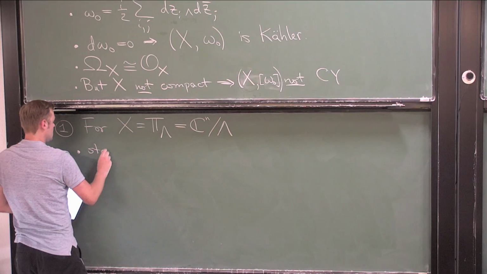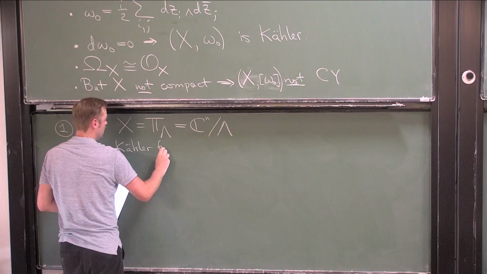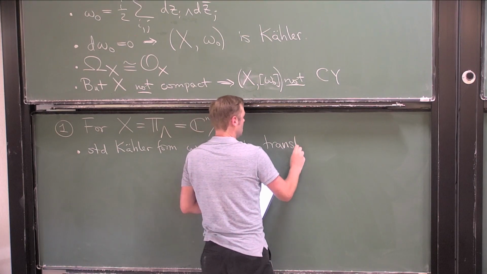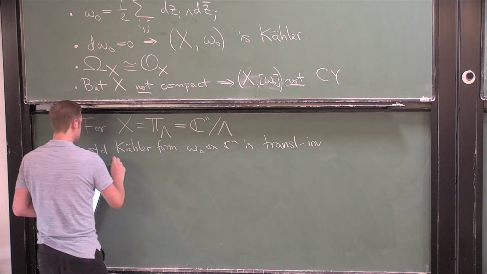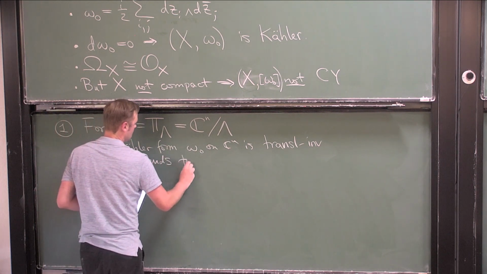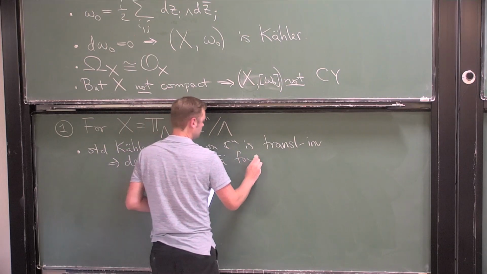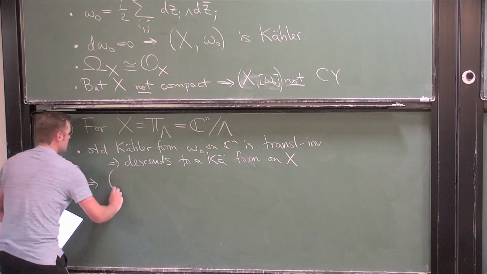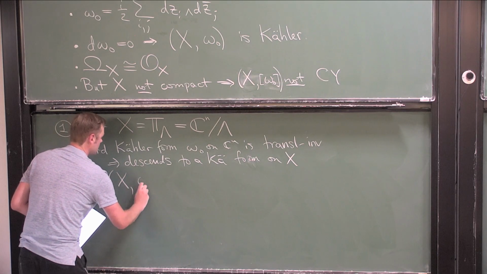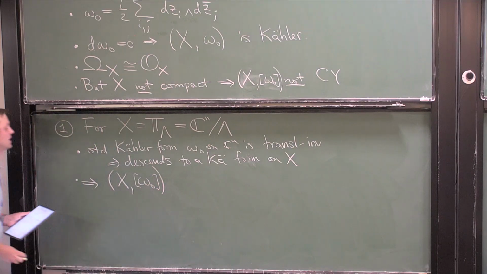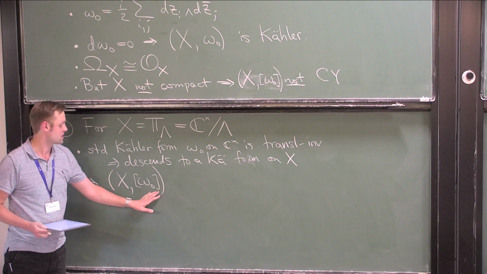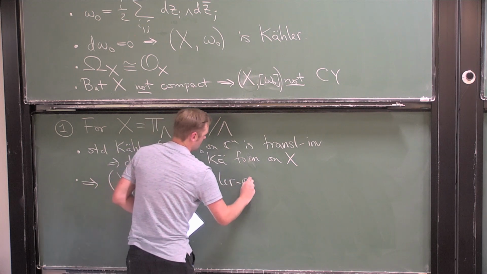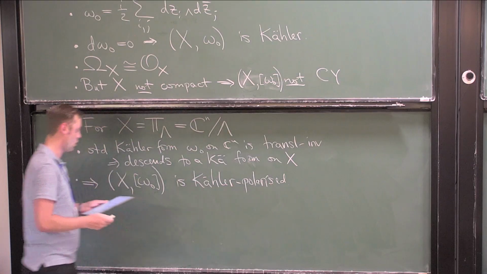So the standard Kähler form omega naught on C^n is translation invariant, and so therefore it descends to a Kähler form on X. So that means that in particular, if I look at a complex torus with the Kähler class associated with this descent of a standard Kähler form, this is Kähler polarized. It's a Kähler polarized complex manifold.